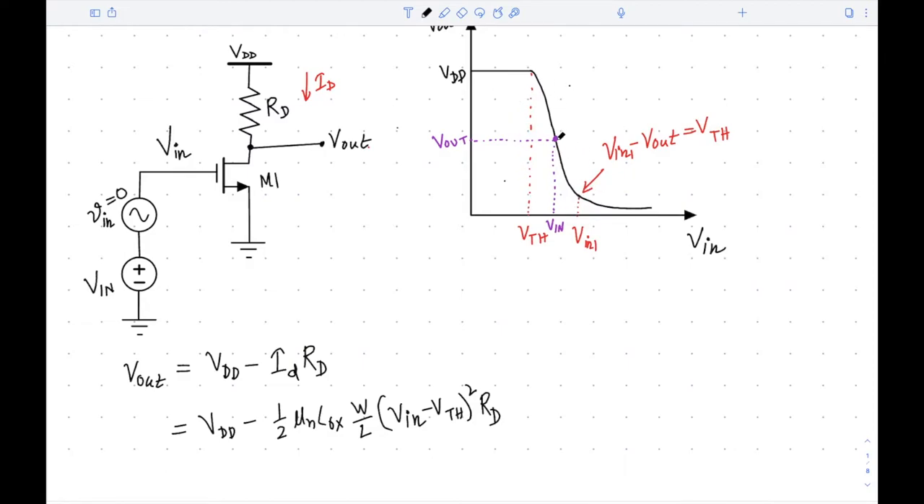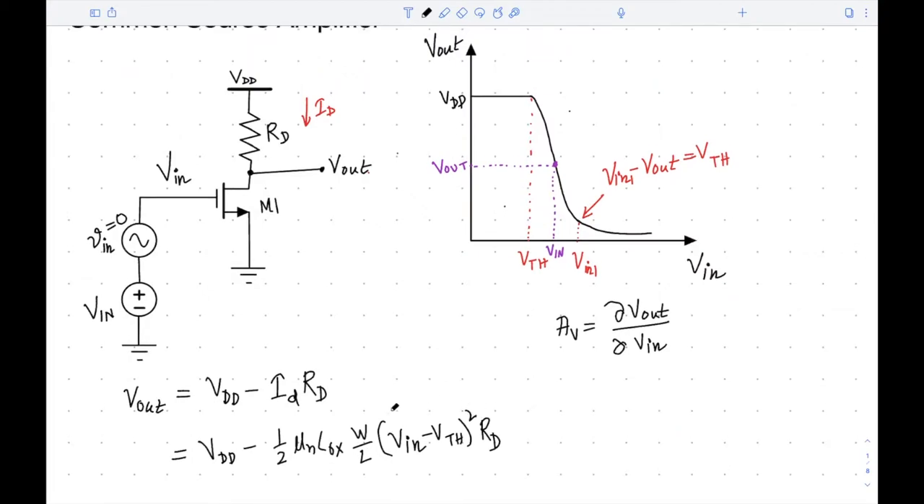And to find out the slope, I can just do the simple differentiation. So the gain, my gain AV, is basically the differentiation of V out by V in. Okay, so the V in is the x-axis and V out is the y-axis. So if I differentiate this term with respect to V in, you see this VDD is constant, so this will be zero. And if I differentiate this term, right?